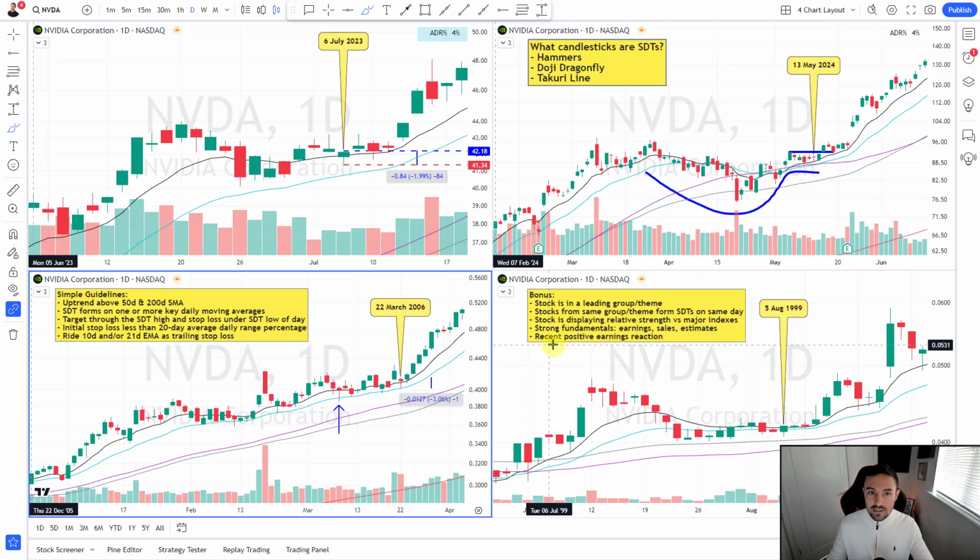So I hope that video there is useful to quickly teach you the type of setup that I look for, that I call a shakeout demand tail, and these are ones that I'm looking to use on leading stocks when they are pulling back to key moving averages and or building continuation type bases.